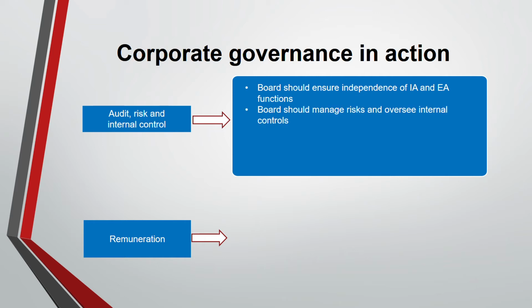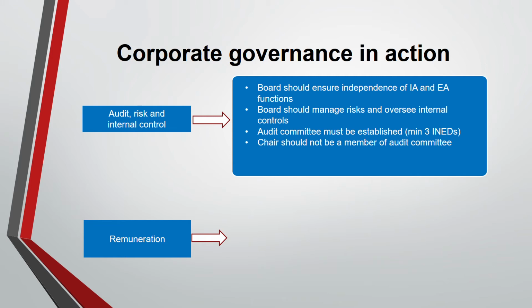Number 2, they should manage risk. The board should manage the risk and oversee the internal control. It is the job of the board. An audit committee must be established with 3 independent non-executive directors. Minimum 3. Maximum is not given, but minimum there has to be 3. The chair must not be a member of the audit committee because the audit committee has to be independent.